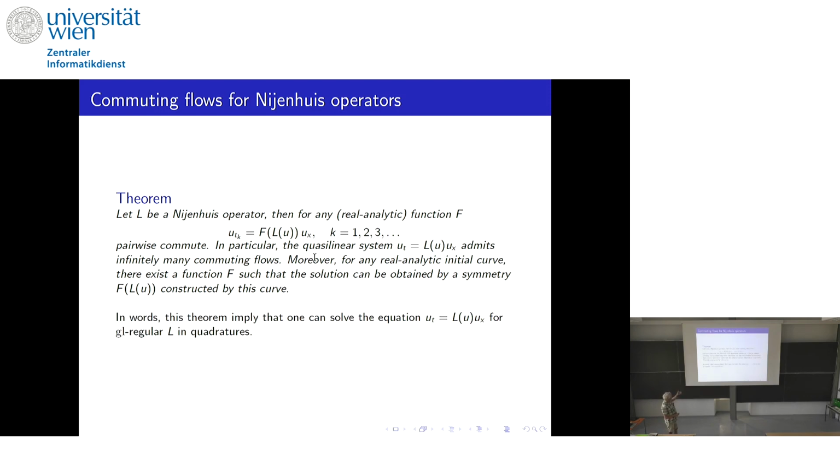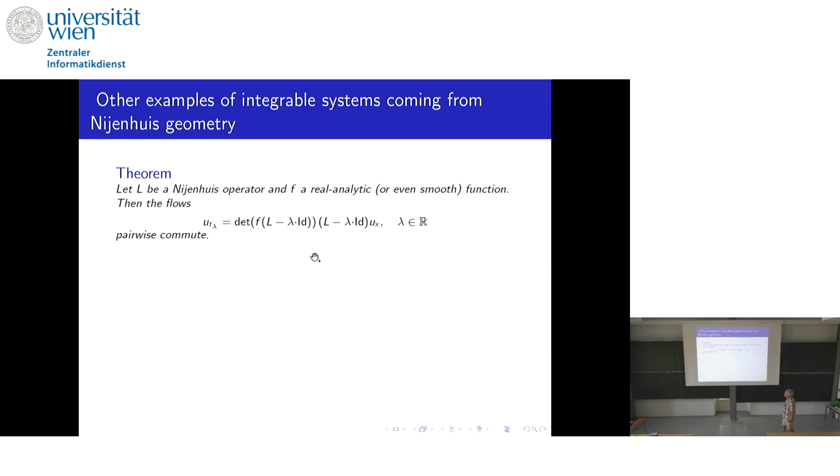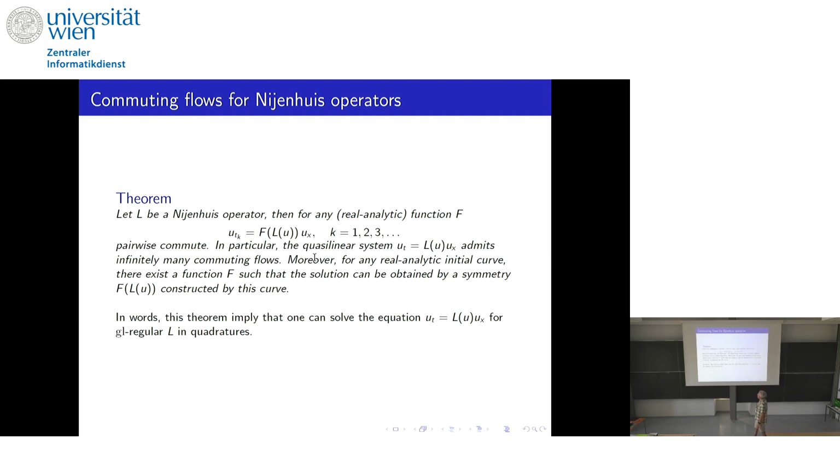So combining this result with f gives us enough information. They give information for almost every initial data, and the theorem implies that we can solve the equation u_t equals the generator of the Nijenhuis operator itself, if the operator is G regular, in quadratures. So it is one example.